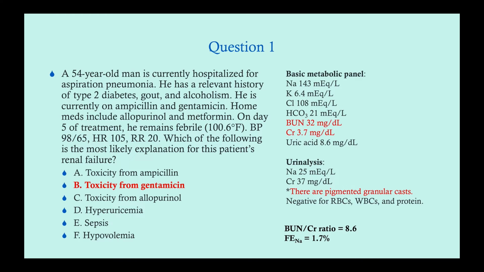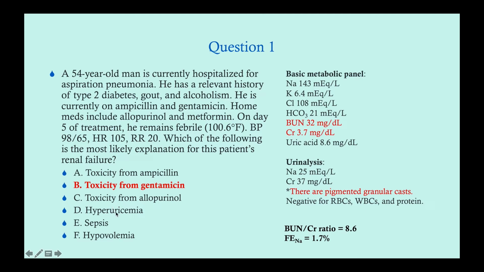These are bits and pieces of the tubules that have shed off, and they got blood all over them, and so now they've turned brown, and this is the muddy brown cast. So this is pathognomonic for acute tubular necrosis. At that point, you have to know which of these are going to be associated with acute tubular necrosis, and the only one really that's plausible in this scenario is the gentamicin.